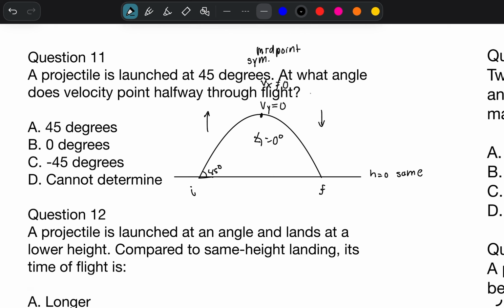Because at our midpoint, you're going to have a Vy that is going to be 0, and that's just going to not exist. And then your Vx is going to be equal to something else. So that means the angle is going to be equal to something that is horizontal. Your velocity is just horizontal.